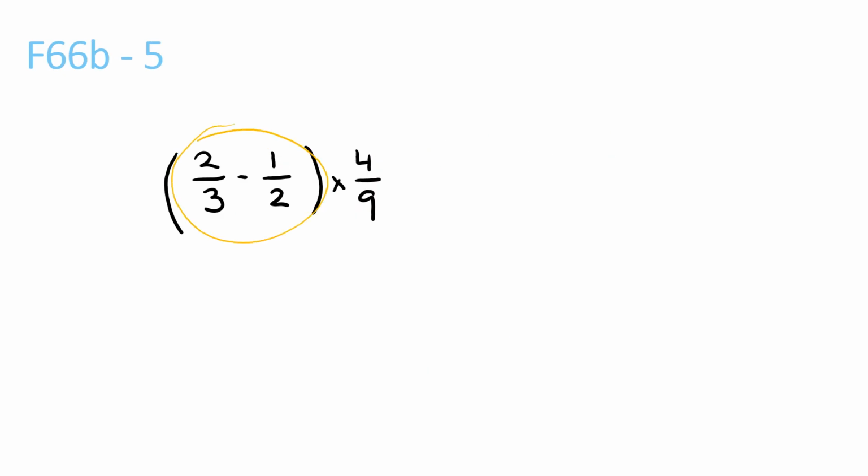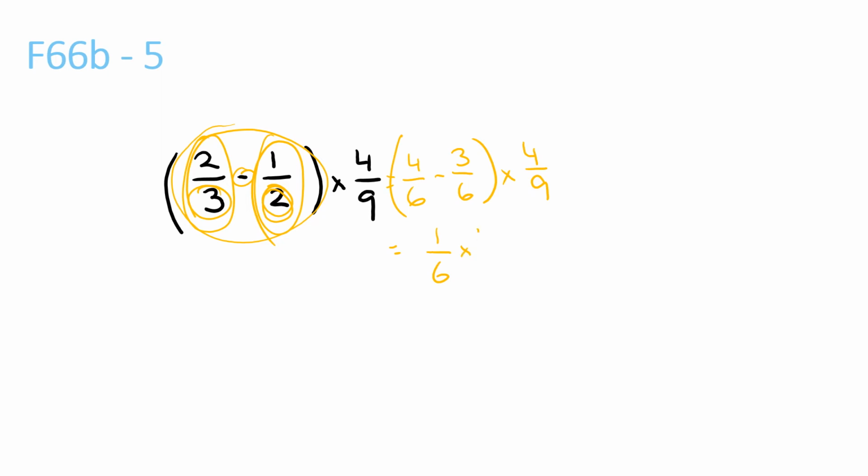For this one, you have to find the LCM of those two, which is 6, and 3 times 2 is 6, so you times this by 2, and then you do the minus, and then you keep this in brackets, and then you do 2 times 3 is 6, so you times this by 3, 3 over 6, brackets, times 4 over 9, which is equal to 1 over 6 times 4 over 9. You can use cross multiplication, so that would be 2 and that would be 3, and that would be 2 over 27.